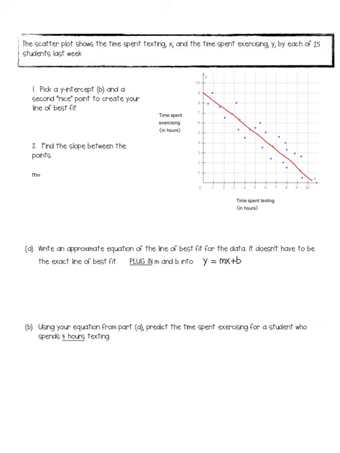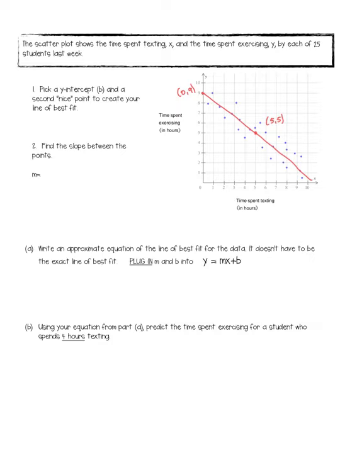Now, second, I've got to find the slope. To find the slope, I need coordinate points. So I'm going to use 0, 9, and I'm going to look at my line and see where my line of best fit intersects grid lines. Here's a good one. And that is at 5, 5. Now, not all of you are going to have lines in the exact same place, and that's okay. So let's set it up.